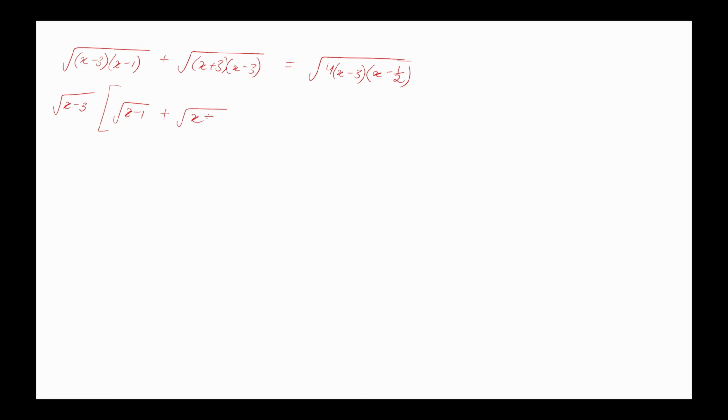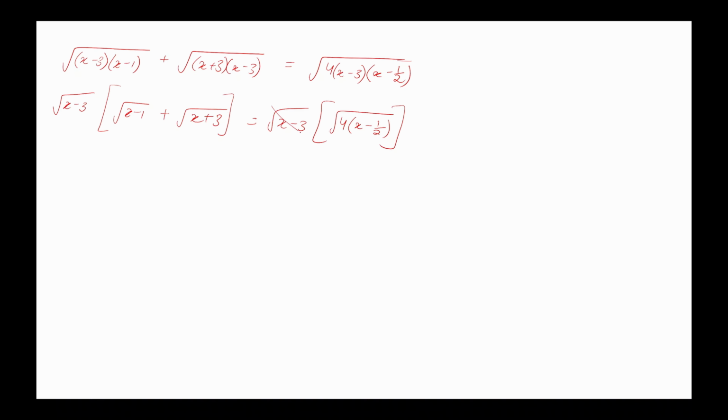So for the first square, what can we write down? It can be root under x minus 3 into x minus 1 plus root under x plus 3 into x minus 3. This is equals to root under 4 times of x minus 3 into x minus half. So in all these 3 equations what you can see is root under x minus 3 is common, so I'll take that as common. So it would become root x minus 3 into root x minus 1 plus root under x plus 3. This is equals to root x minus 3, I've taken it as common, so this would become root under 4 times of x minus half.